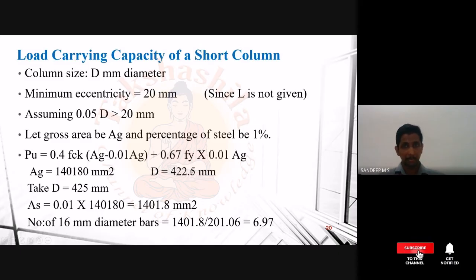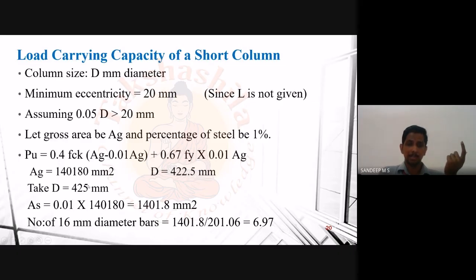Okay, but from a practical point of view, we cannot provide a diameter like 422.5. So we will be rounding it up. This is diameter, so we will be rounding it up to a value of 425 millimeters. Okay, so 425. Therefore, the area of steel is equal to how much? It will be 0.01 into 140180.